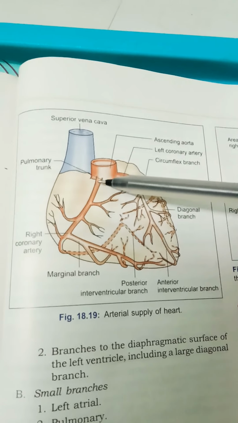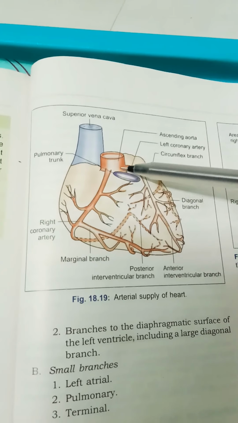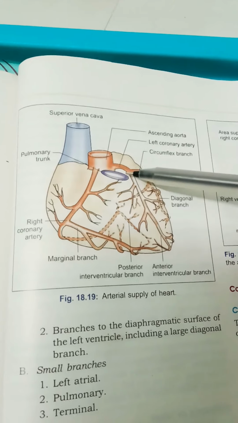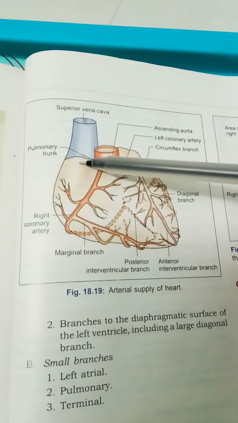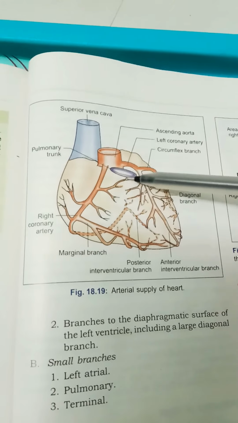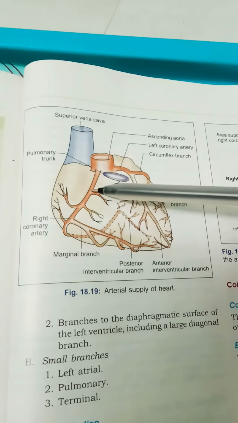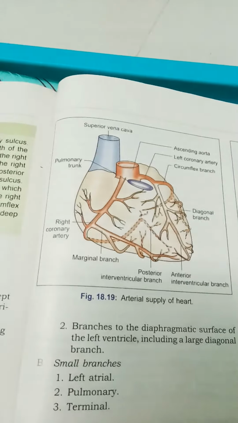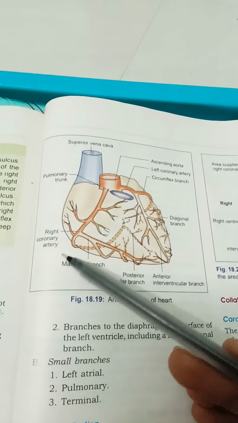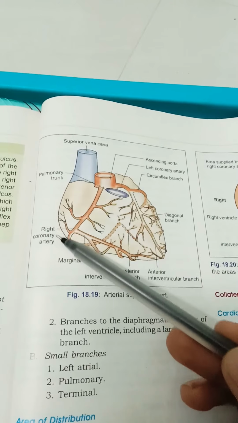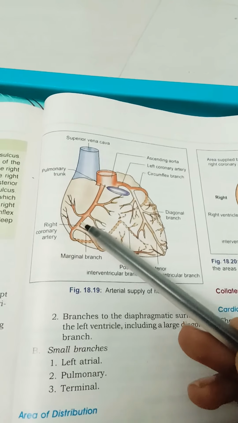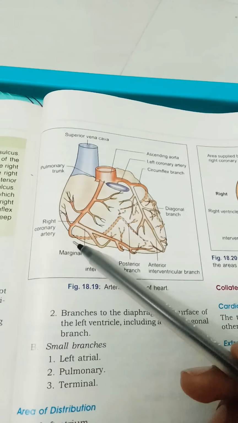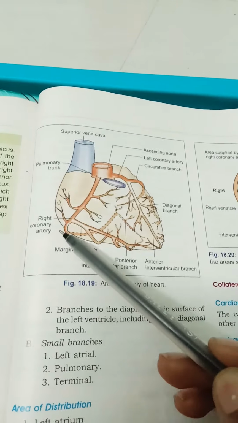From there it originates and travels between the root of the pulmonary trunk and the right auricle. You can see this is the right auricle, this is the pulmonary trunk, and in between them it starts its journey. As it started its journey from here, it now moves in the anterior coronary sulcus. After moving there, it goes to the junction of the right and inferior border of the heart. You can see this is the right border of the heart and this is the inferior border of the heart.